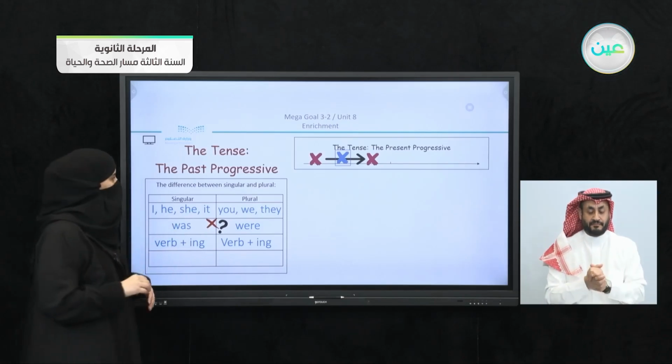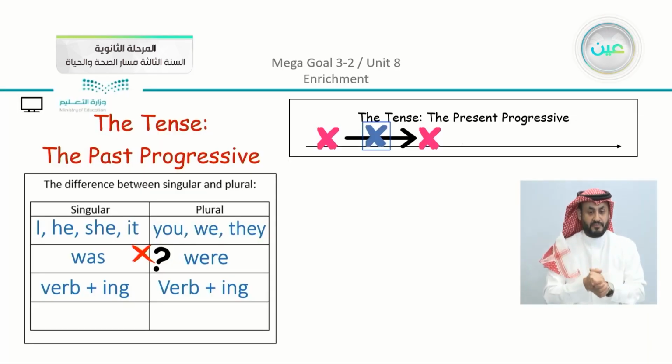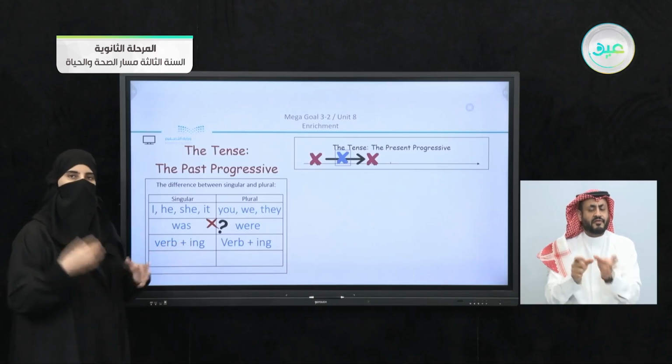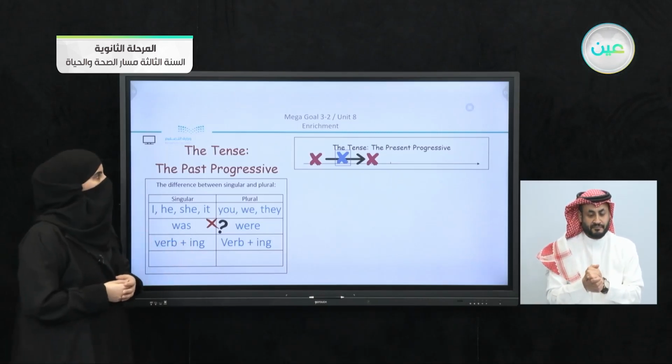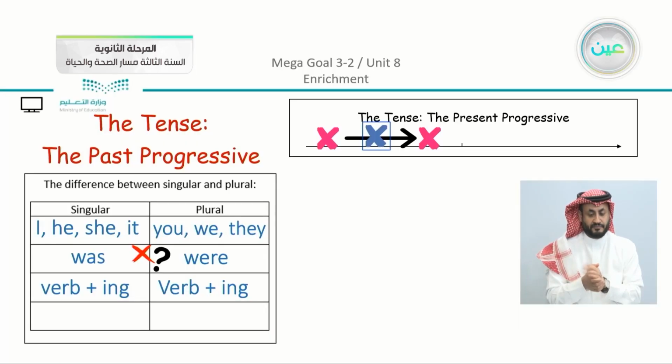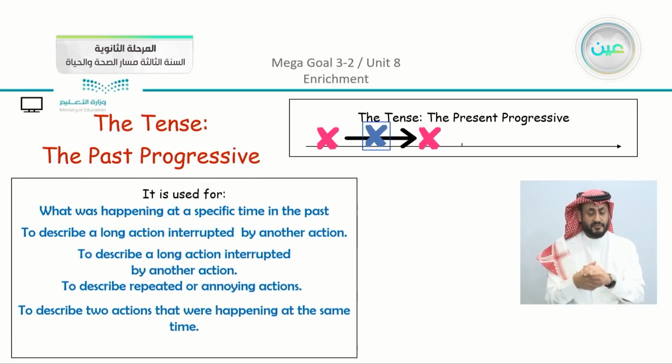Now, we related the past progressive to using either was or were with the verb plus ing in the sentences. Of course, we studied also when to apply the negative or the question form. We have also the pronouns that are with each helping verb. We have the structure. Now we are going to move on and study the structure with the second part here. Now, what do you remember about the past progressive?